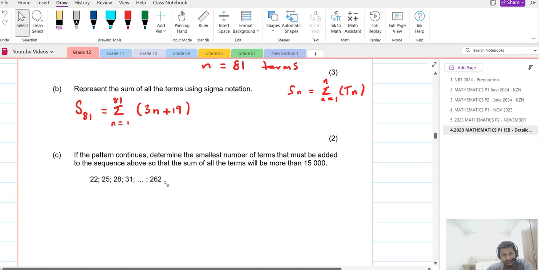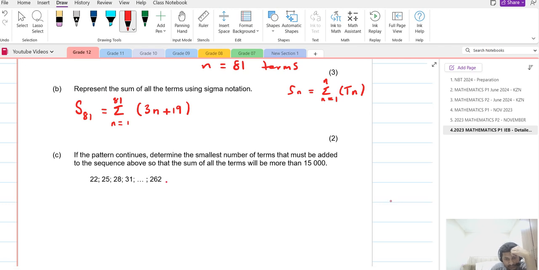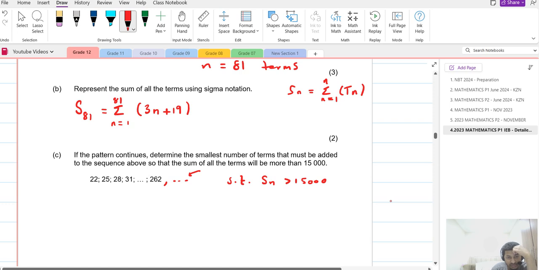So we need to work out how many terms must be added. We're adding some terms here such that the sum must be greater than 15,000. That's what we're trying to work out. So let's work out what's the sum to 81 terms first.